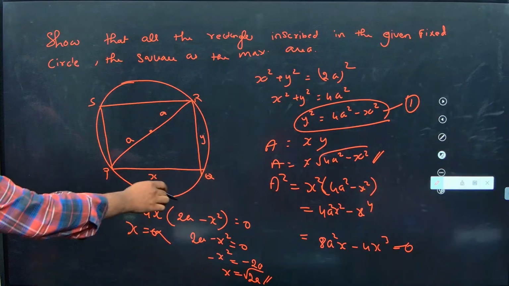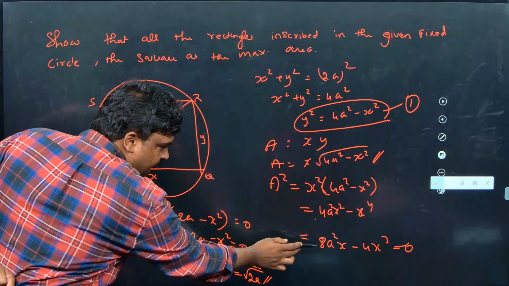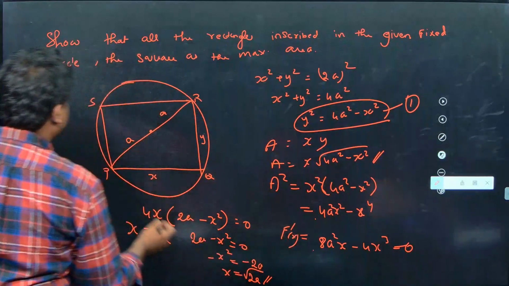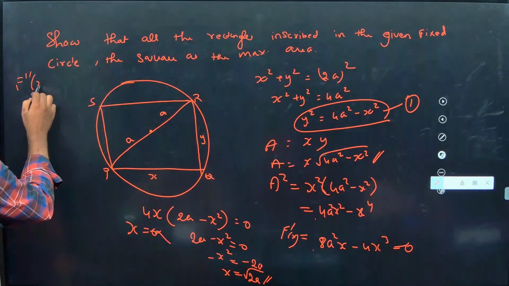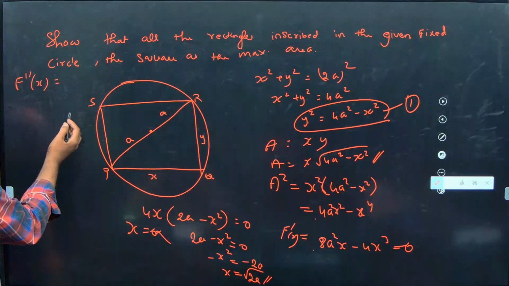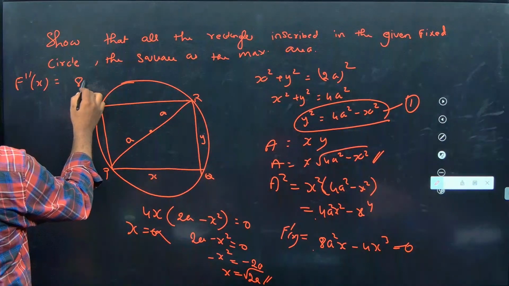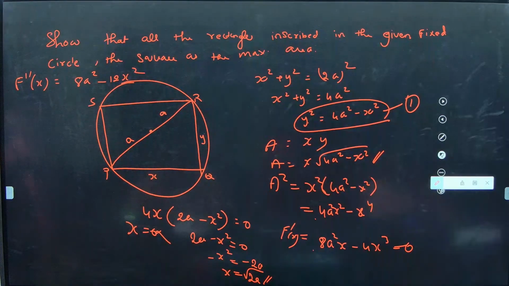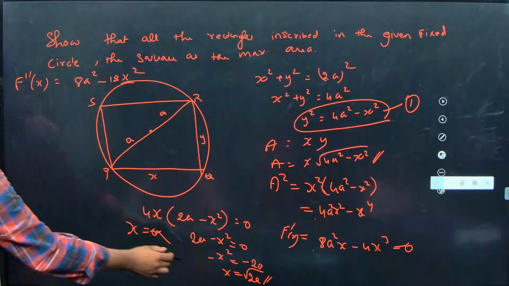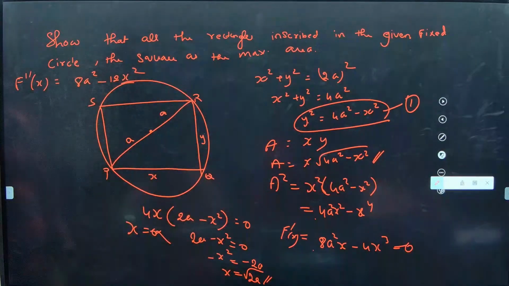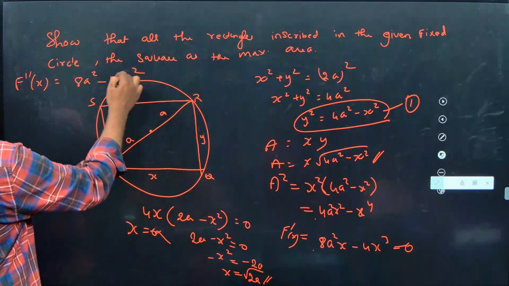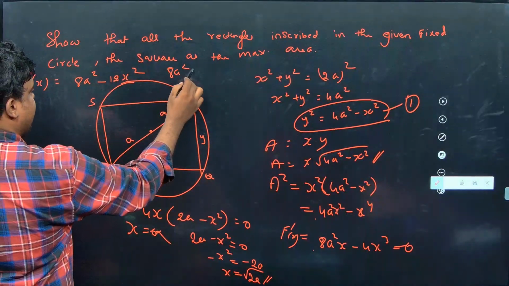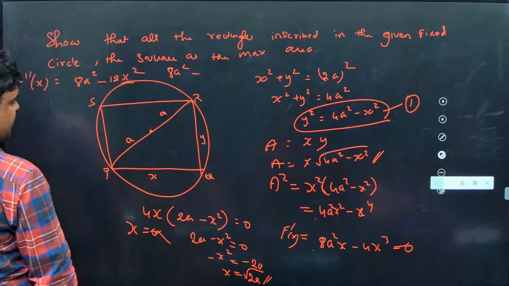To do that I'll differentiate this once again. This is f dash of x, and I'll differentiate once again, which is f double dash of x. f double dash of x will become 8a square minus 12x square, correct? So now I'll substitute this √2a inside, so x square will become 2a. So 8a square minus how much would it come?